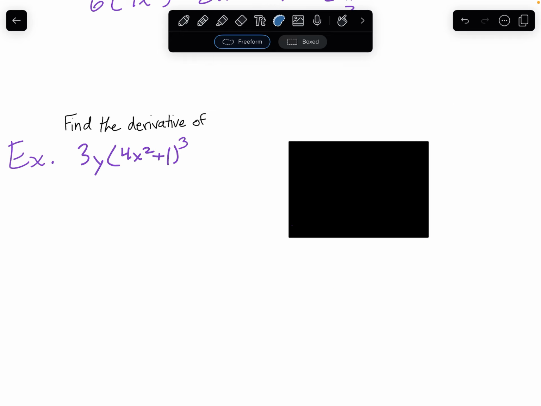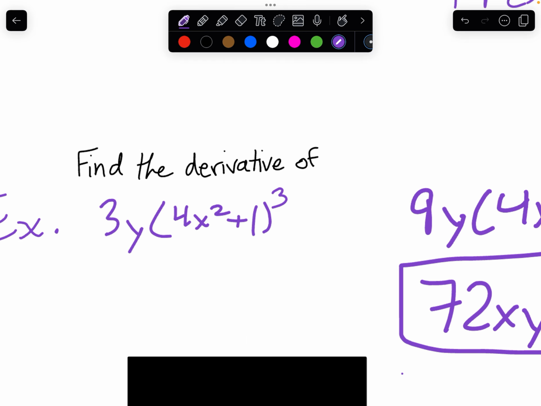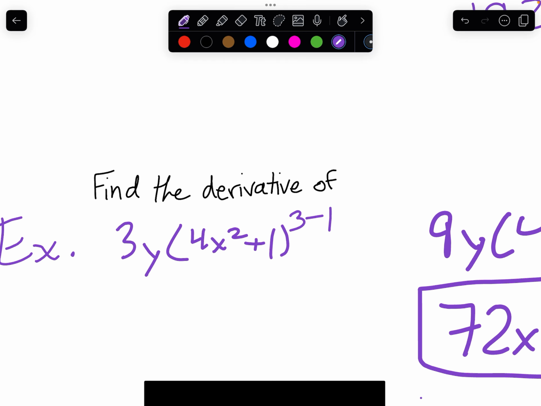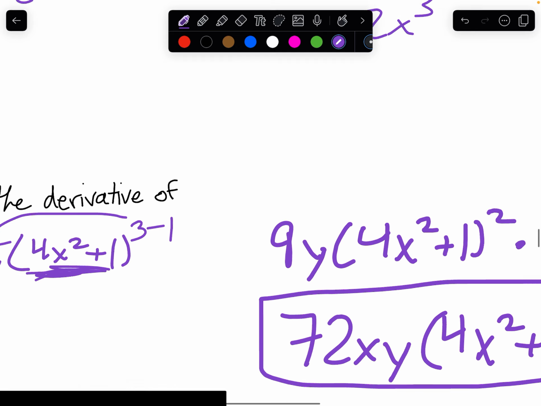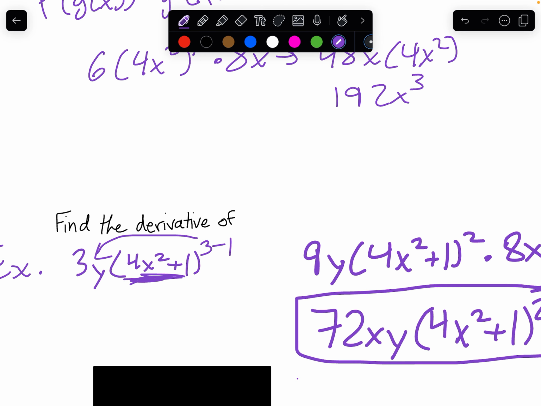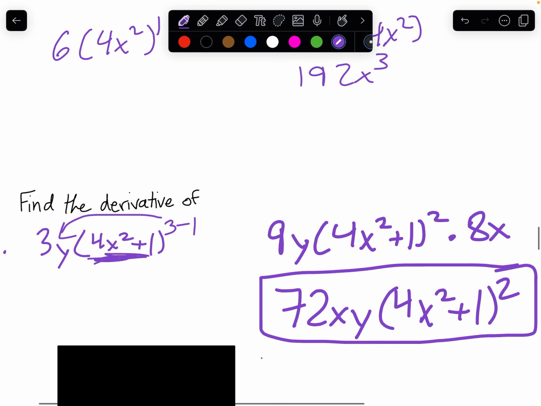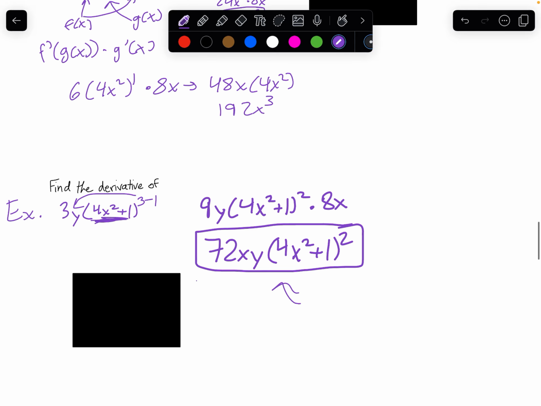Pause the video now. Okay, I'm assuming you're back after pausing the video. This is your answer. It's pretty straightforward, really. You subtract 1 from here, that becomes 2. Then you move 3 down here, so now you have 9y, and then you keep the middle the same. You don't change the middle for the first step. So 9y times 4x squared plus 1 squared, because you did the switch of the rule. 3 minus 1 is now 2, times the derivative of what's inside, which is just 8x, because the 1 gets disregarded, and when you multiply that all out, you get this as your answer.